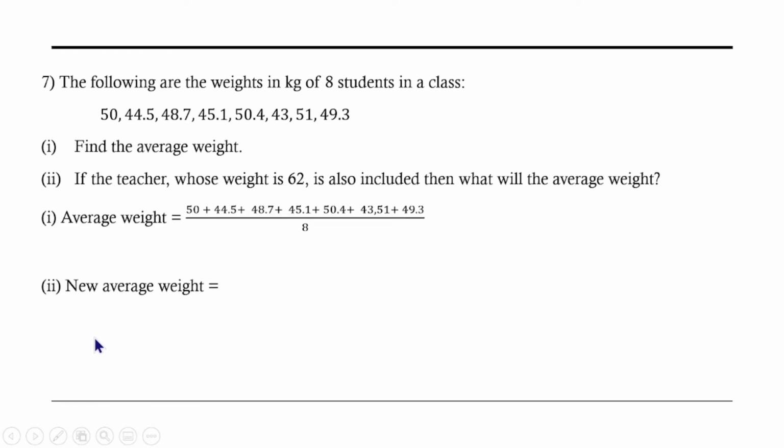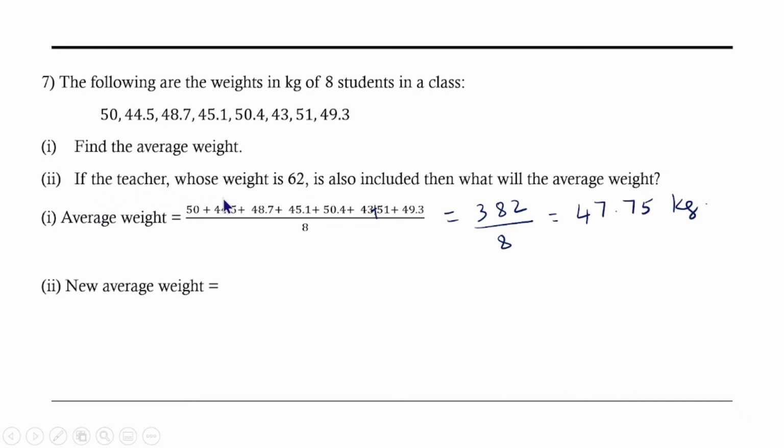So the average weight is nothing but the sum of all these upon 8. So when we add all these, 50, 44.5, 48.7, 45.1, 50.4, 43, then plus 51, plus 49.3, we get 382. So 382 upon 8. So this is equal to 47.75 kg.